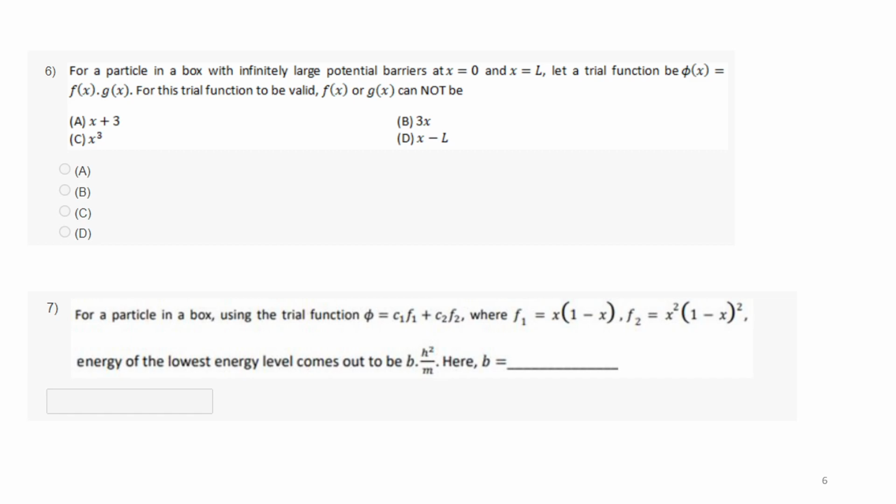These already have been solved, I think. For this trial wave function to be valid, f of x or g of x cannot be. Now, what do you think? What will be the answer? x plus 3.